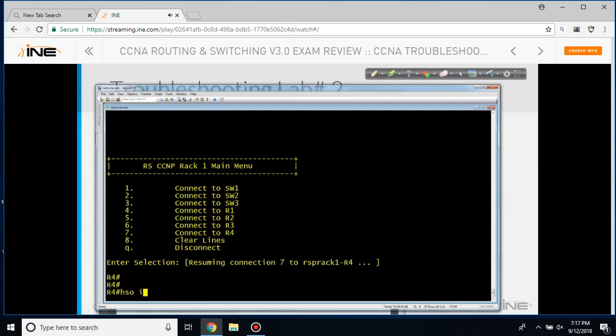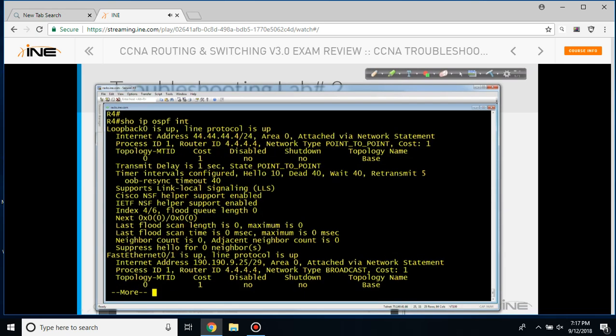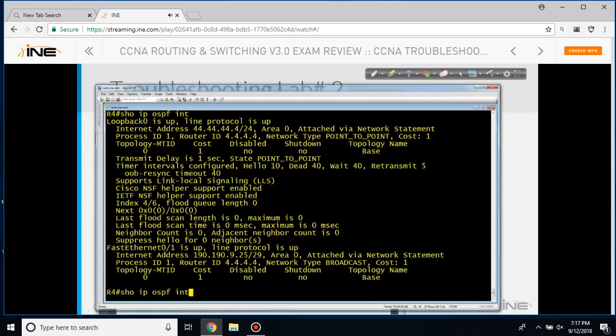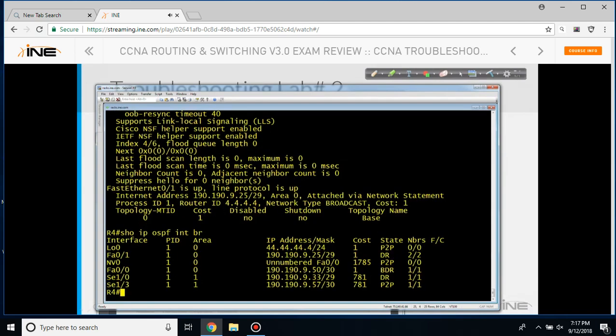Show IP OSPF interface. Oops, I forgot the word brief. All right, here is subnet 1/0, and just the fact that it's showing up in this output means that we have a network statement covering that.